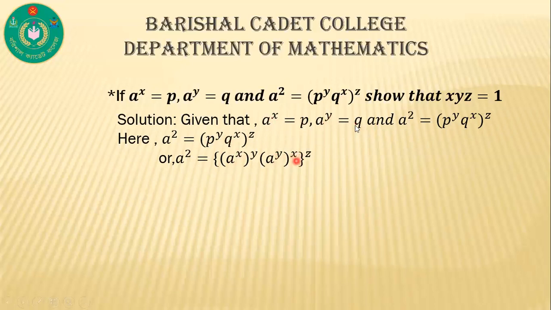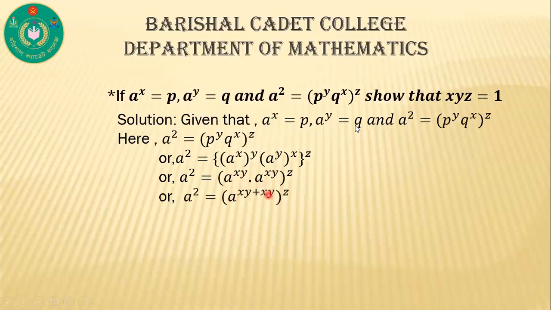Now putting this value here, p means a to the power x and q means a to the power y, to the power x. Now xy, multiply this term, that's why you can write a to the power xy into a to the power xy to the power z. Now we know the same base, then we can write a to the power xy plus xy to the power z. That's why you can write a square is a to the power 2xyz. Now here a and a are same base. That's why we can write 2xyz is equal to 2. Here 2 to cancel. That means we can write xyz is equal to 1. This is our required proof.